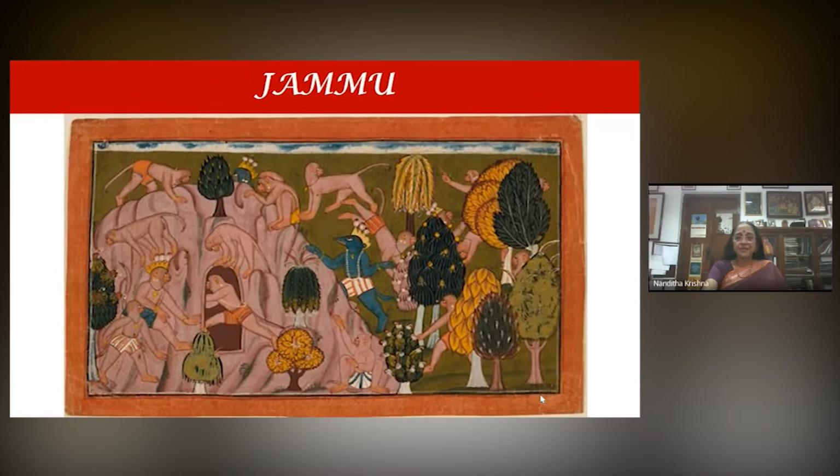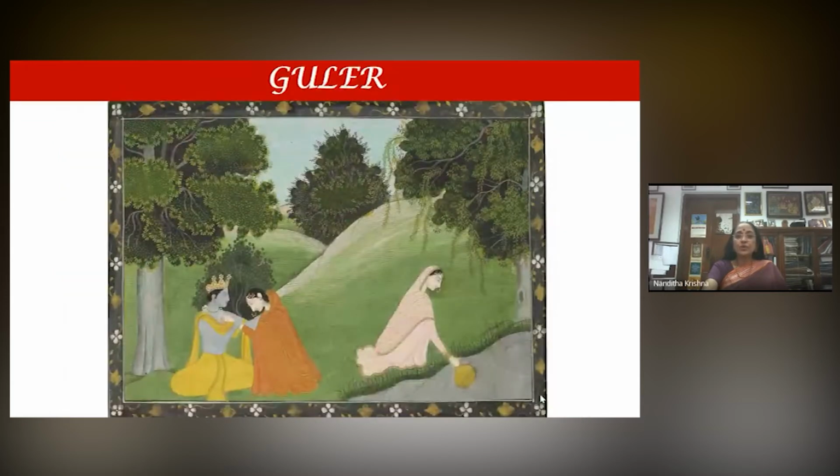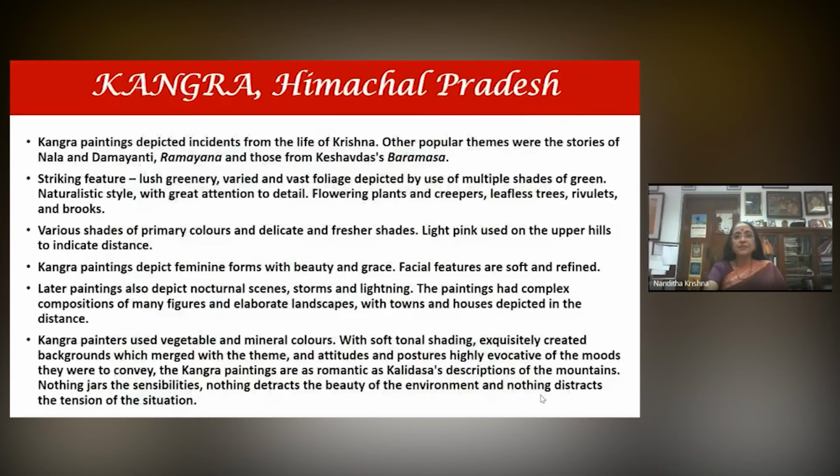This is the painting from the Jammu school, Guler. See how exquisite it is. Very simple, straightforward lines, and yet so exquisite. Finally, we come to Kangra paintings, which were very beautiful. It was primarily on the life of Krishna, Nala, Damayanti, Ramayana, and so on. The striking feature is lush greenery with a varied and vast foliage, different kinds of trees, which are depicted by the use of different shades of green.